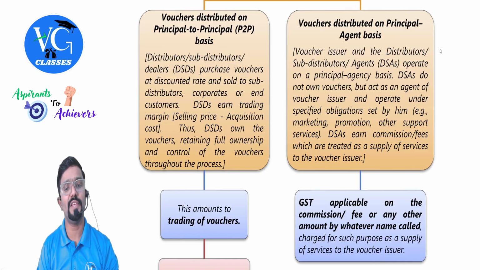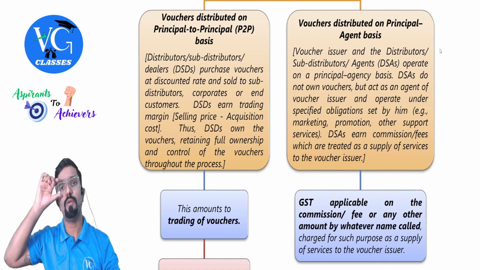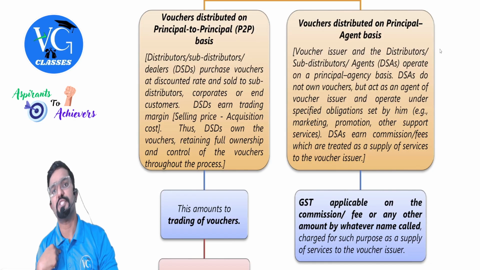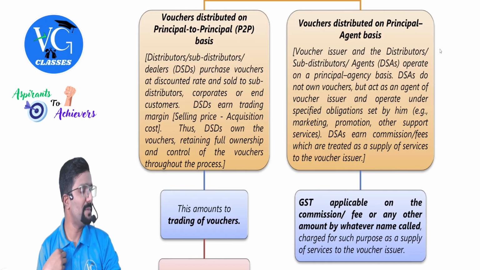DSS and commission fees, which are treated as supply of services to the voucher issuer. Now, for example, what do I earn? For every voucher I sell to the people, they will pay me some commission. Who? Reliance. They will pay me some commission.